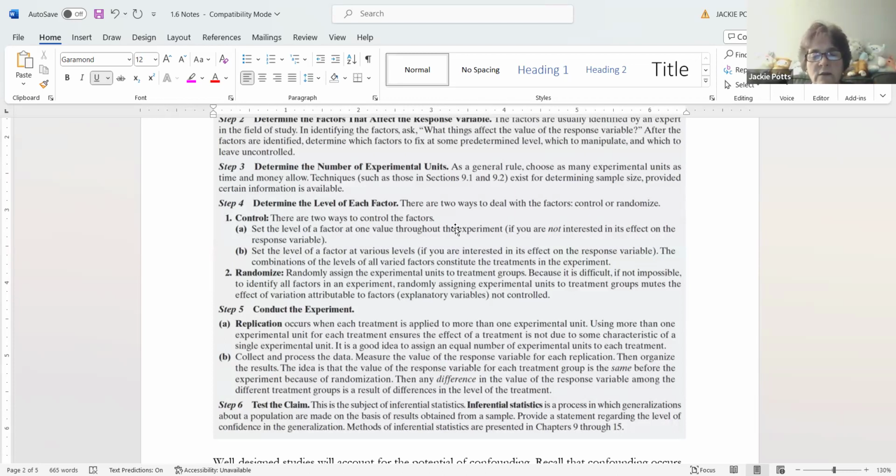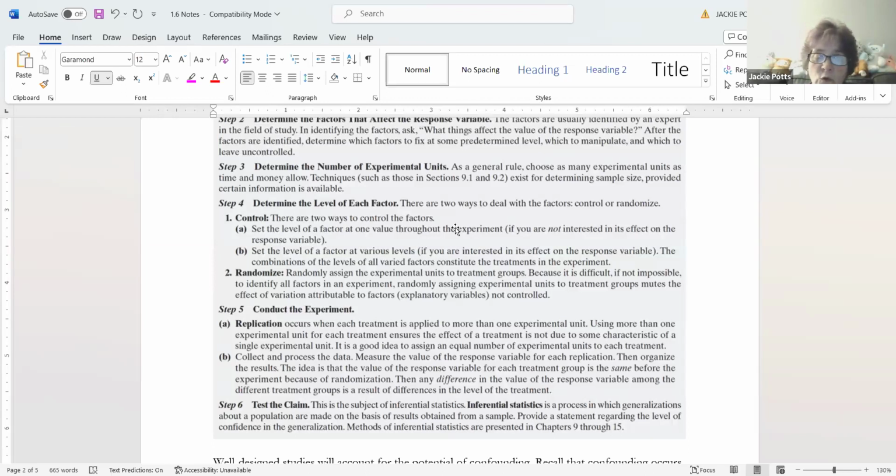Now, when we conduct an experiment, we need to be able to have replication. So in other words, if I'm going to do this, I need to be able to replicate it for another round. I just can't do a one and done.